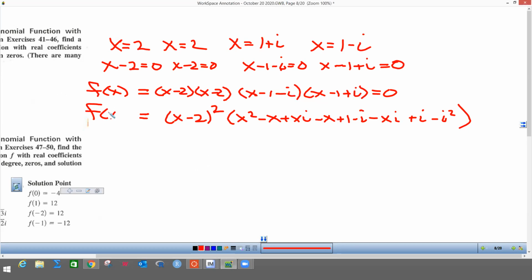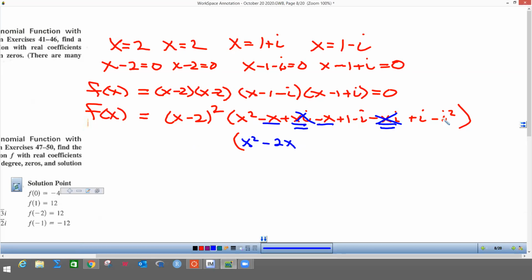Now I'm going to combine like terms over here in these parentheses. So what I'm going to do is look for like terms. Well, there is nothing like x squared up here, so this stays x squared. A negative x and a negative x, and there's no more that just have x's, so that would be negative 2x. This xi and this negative xi cancel out.